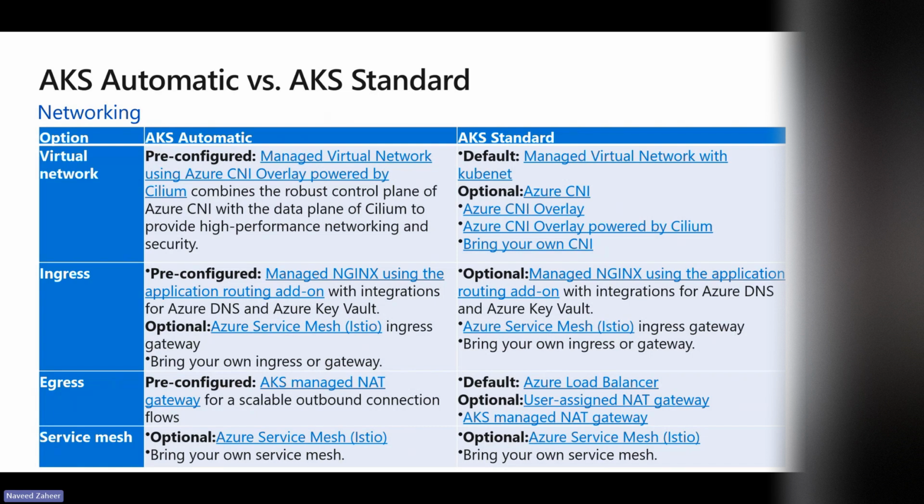If you look at what's optional, for a service mesh you can use Istio, the Azure Istio managed add-on, for your ingress gateway as well. That is an option for you. In regards to egress, it uses a managed NAT gateway for any egress from AKS. Okay, that is also pre-configured, and that you cannot change. So that's that.